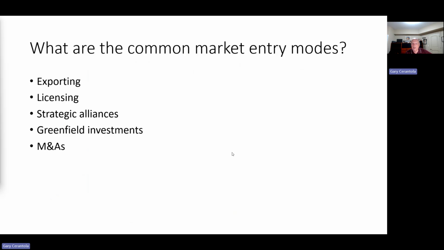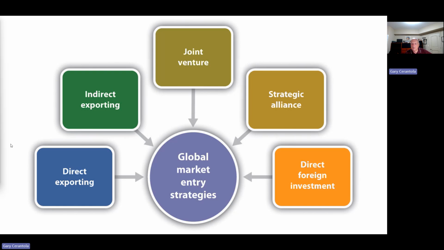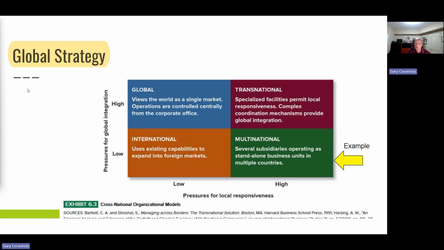The common types of entry modes, we started talking about that, but these are the key ones, right? Direct exporting, indirect exporting. I talked about an agent doing that for you. The joint venture, this is where you can find a partner in an area that you want to penetrate in, and strategic alliances. I talked about that, and then how much direct foreign investment are you going to do, and that all works towards your global strategy. Again, have a look at this piece and understand what that's all about.